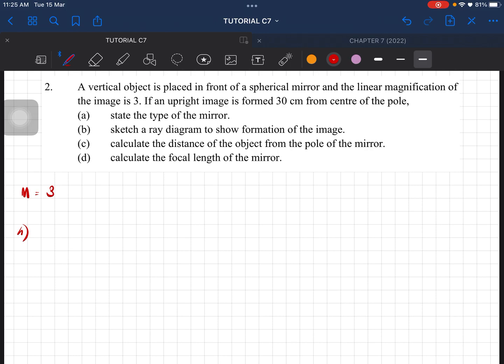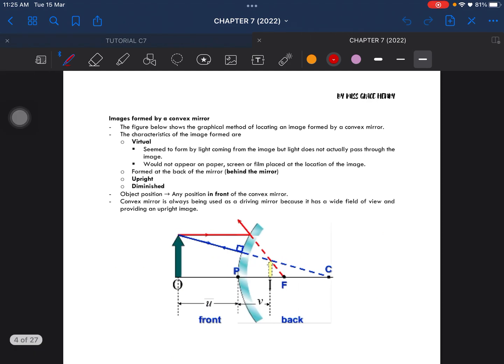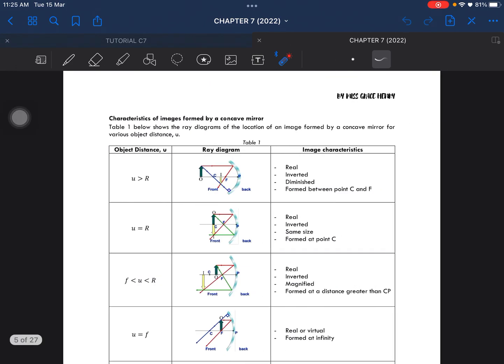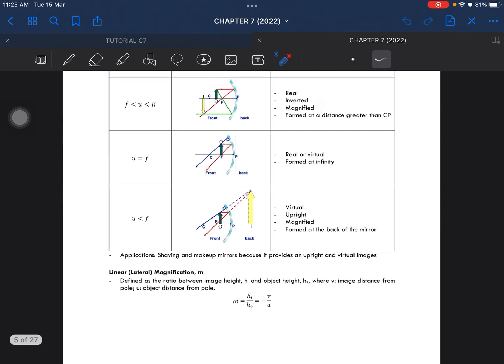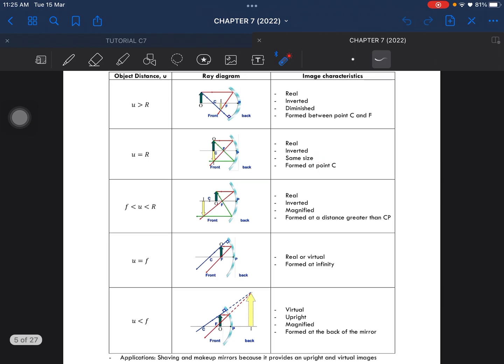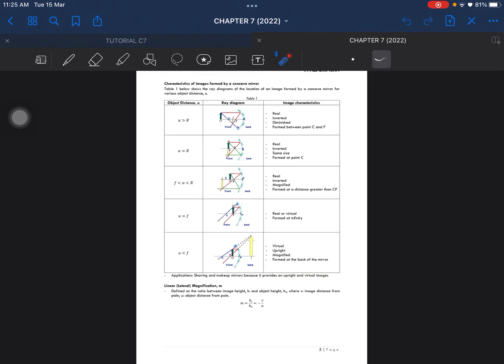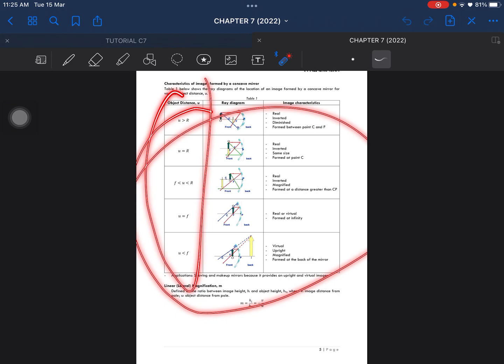Firstly, a magnified image only happens in a concave mirror. In a convex mirror, you have to remember that the image will be diminished, smaller than the object. For a concave mirror, we have all of these characteristics: magnified, same size, or diminished. It all depends on the object distance.